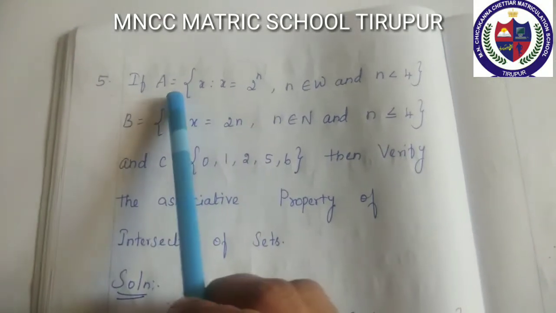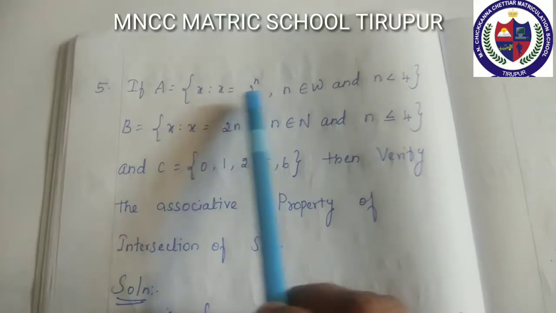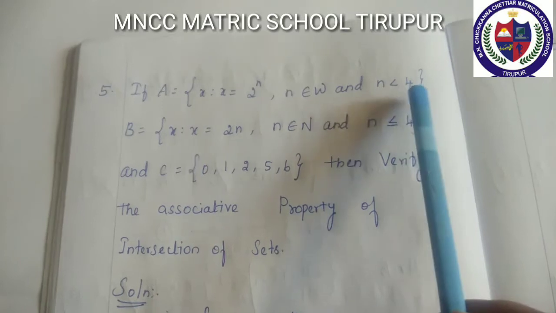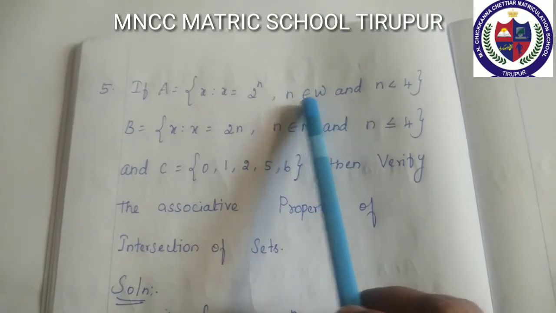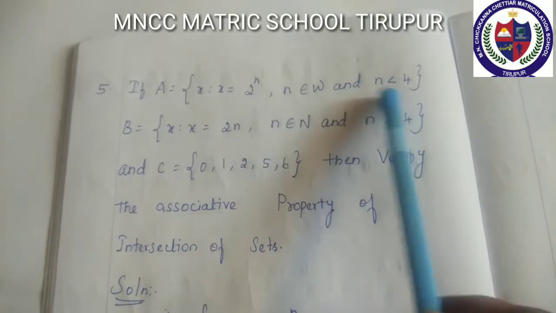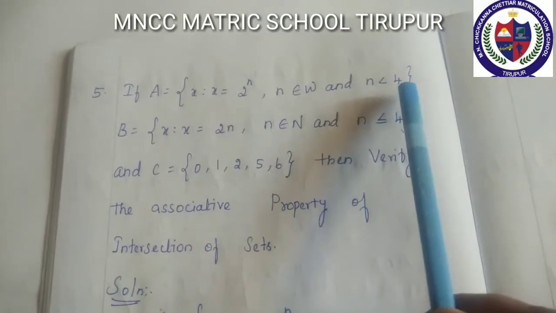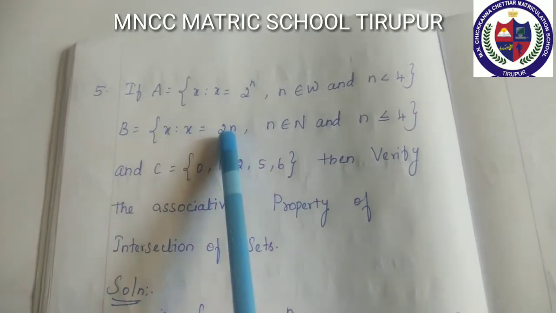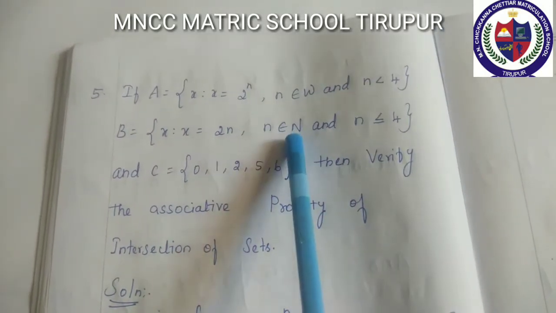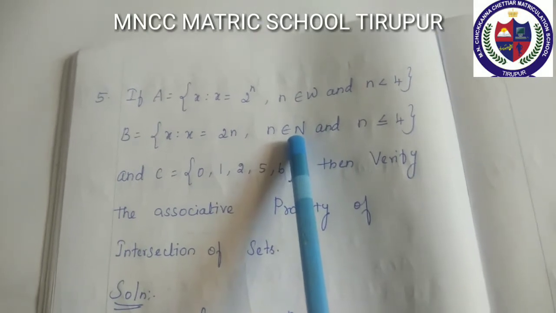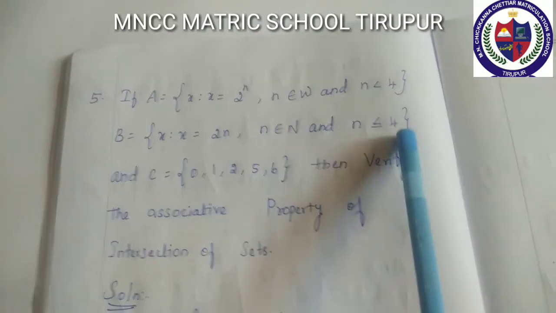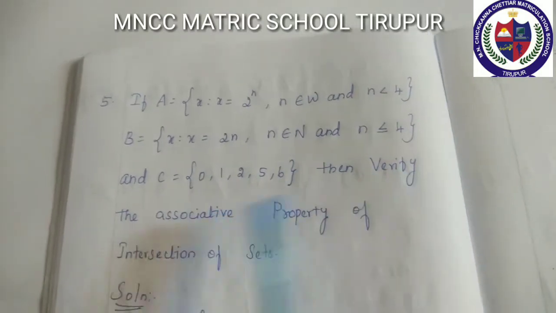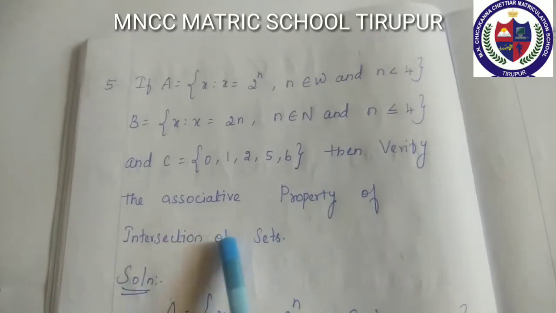Fifth question. A is equal to {x such that x is equal to 2 power n, where n belongs to W and n less than 4}. W is the whole numbers. Whole number values of n that are below 4. B is equal to {x such that x is equal to 2n, where n belongs to N}. N means natural numbers starting with 1, 2, 3, and n less than or equal to 4, meaning 1 to 4. C is given as a set of elements. Verify the associative property of intersection of sets.